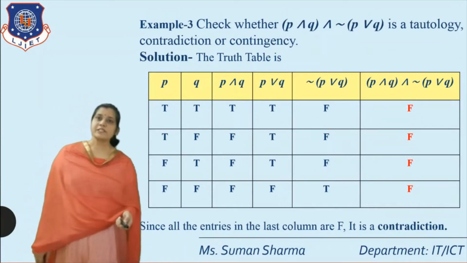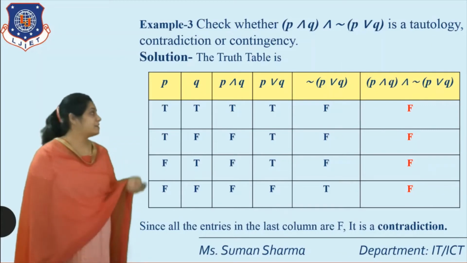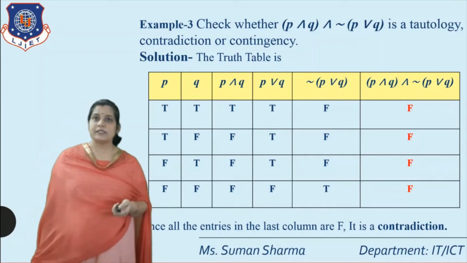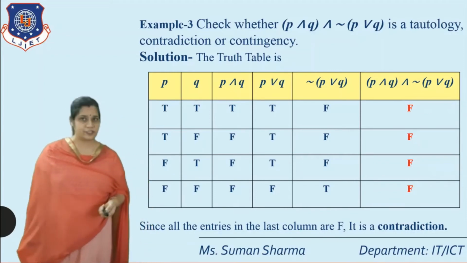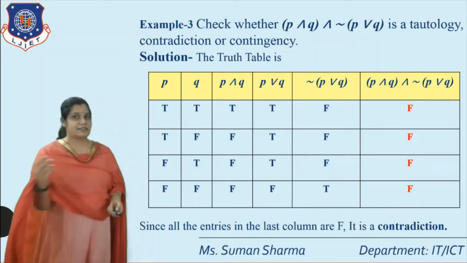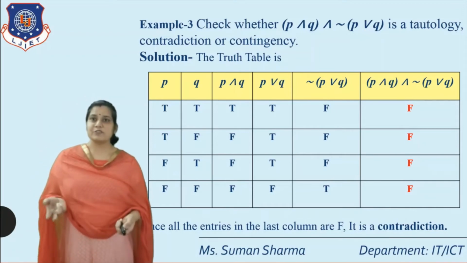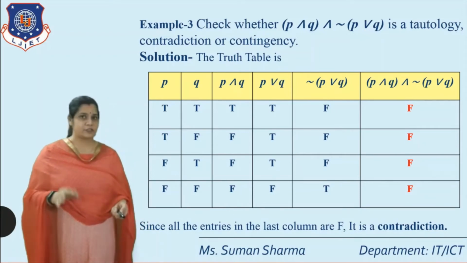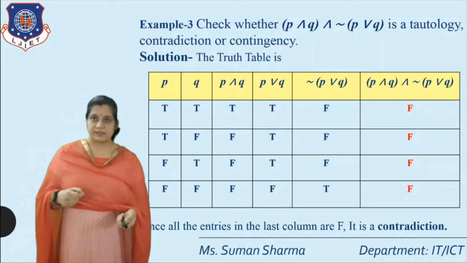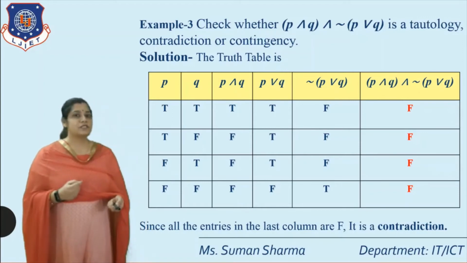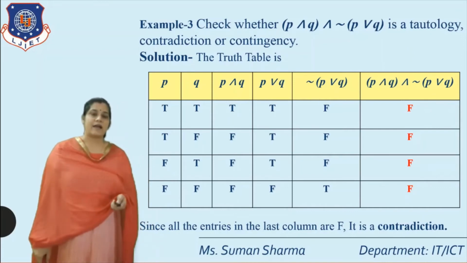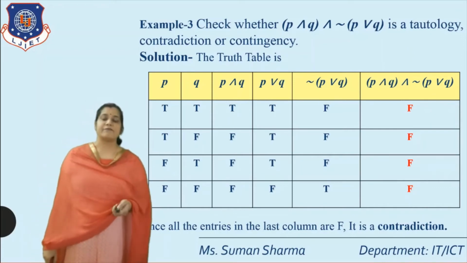Next, check whether the statement P conjunction Q, conjunction negation of P disjunction Q, is a tautology, a contradiction or a contingency. With the help of a truth table, we can find very easily whether the values are all T, all F, or both T and F. First, check the total number of statements. Here we have two statements, P and Q. So first you write P: T, T, F, F, and Q: T, F, T, F.